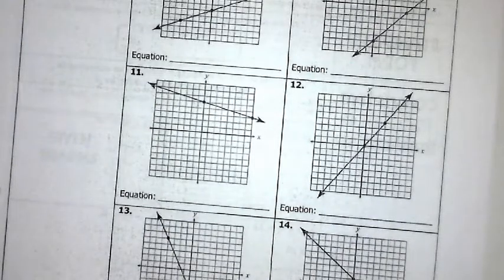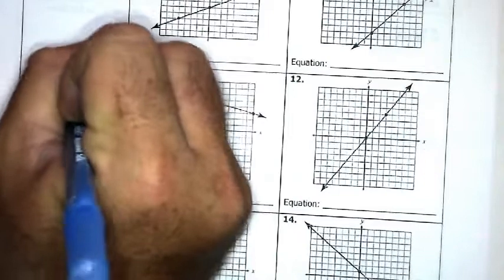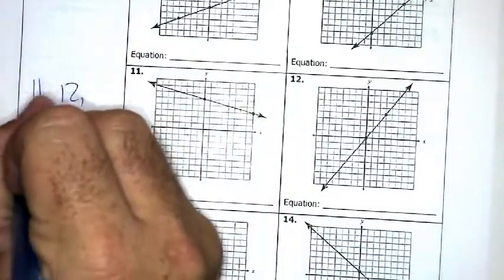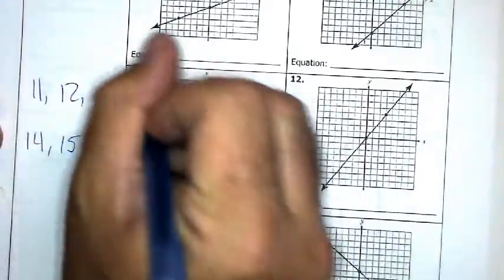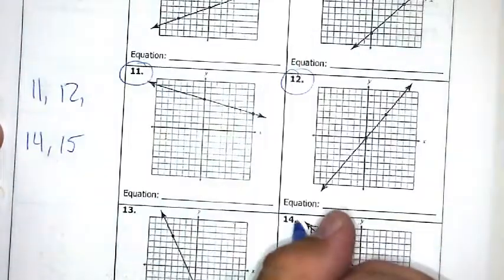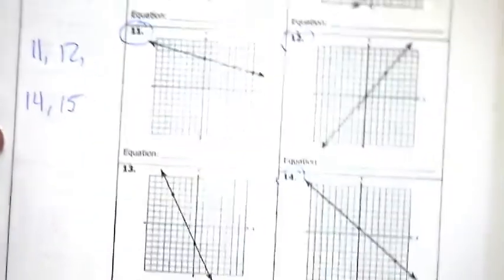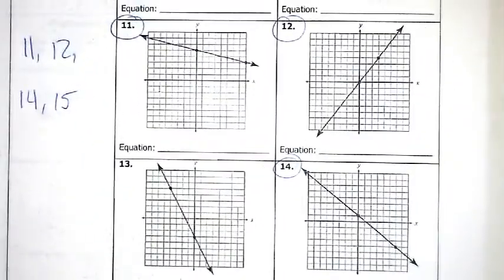Okay. All right, we're going to do 11, 12, 14, and 15. So 11, 12, 14, and 15. You are going to do those 4 on your own, because I've done 2 examples already. So you're going to do those 4 on your own. Or you can be checkers and have done the entire thing already.